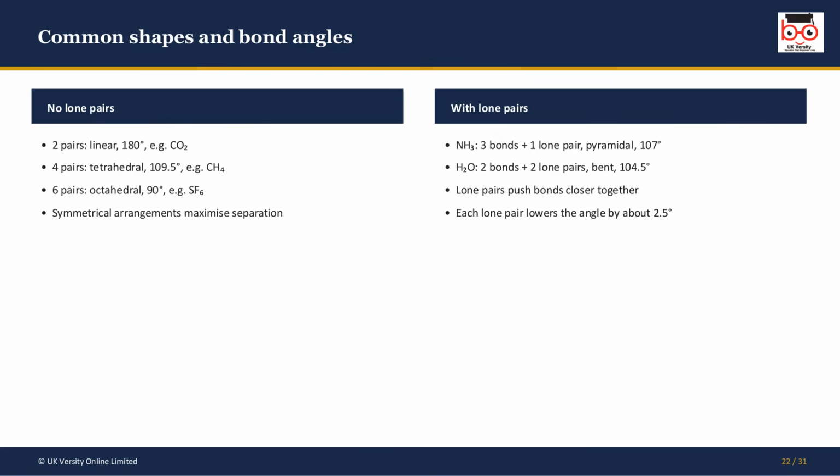With no lone pairs, two pairs give a linear molecule at 180 degrees, like carbon dioxide. Four pairs give a tetrahedral shape at 109.5 degrees, like methane. And six pairs give an octahedral shape at 90 degrees, like sulfur hexafluoride. Add lone pairs and the angles get squeezed. Ammonia, with 3 bonds and 1 lone pair, is pyramidal at 107 degrees, and water, with 2 bonds and 2 lone pairs, is bent at 104.5 degrees. Roughly speaking, each lone pair pushes the bonds about 2.5 degrees closer together.